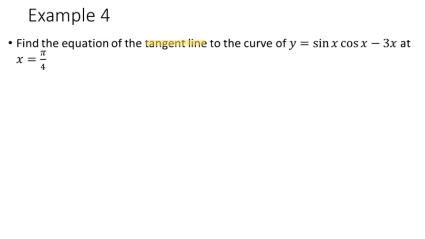Because of our derivative rules, we know we can take the derivative one term at a time. We'll start by taking the derivative of sine x cosine x. To find the derivative of sine x cosine x, we need to apply the product rule. In the product rule, it'll be the derivative of the first factor times the second plus the first factor times the derivative of the second.